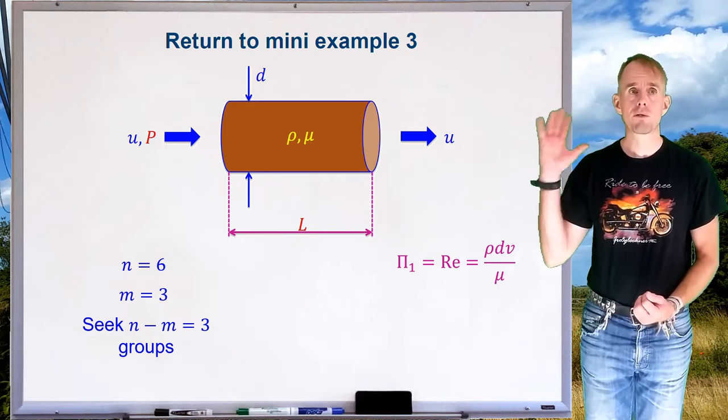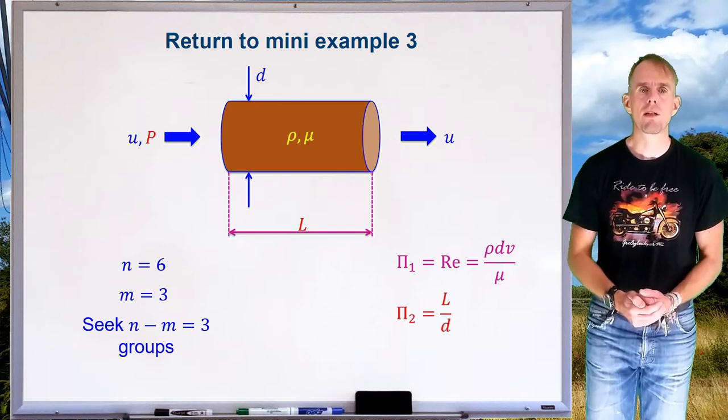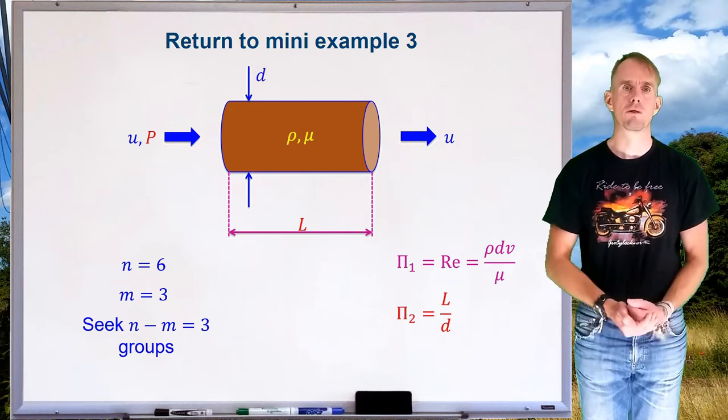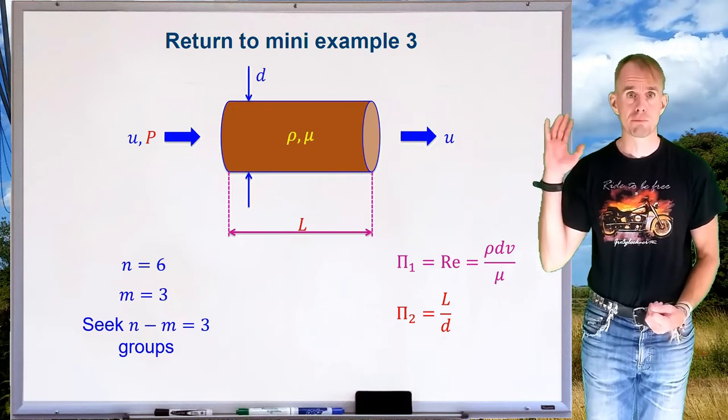And we can see that we've got a ratio of length scales, L over D. So let's put that as my second non-dimensional group, pi 2. I need one more. I need one more that involves pressure.